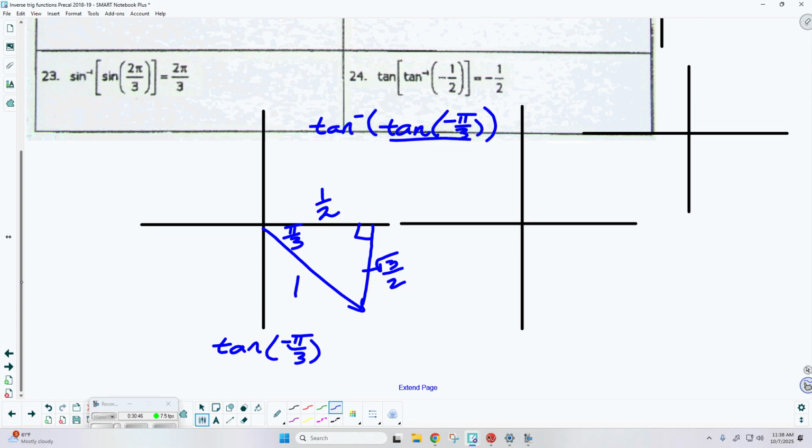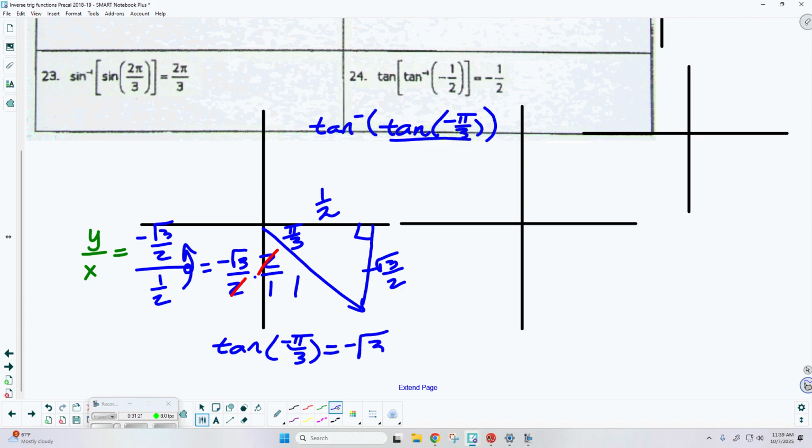Well, tangent is always going to be y over x. So in this case, the y value is negative root 3 over 2 divided by the x, 1/2. Is everybody okay how I'm setting that up? Okay. Well, I'm dividing by a fraction, so what does that mean? Multiply by the reciprocal, by 2. So this is going to be negative root 3 over 2 times 2 over 1. When the 2's cancel, it looks like tangent of negative pi over 3 equals what? Negative root 3.